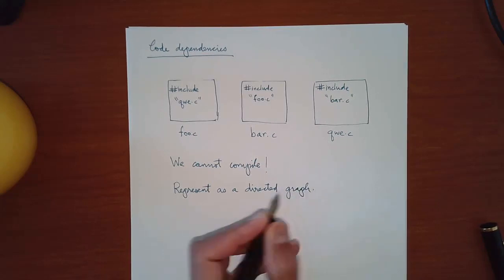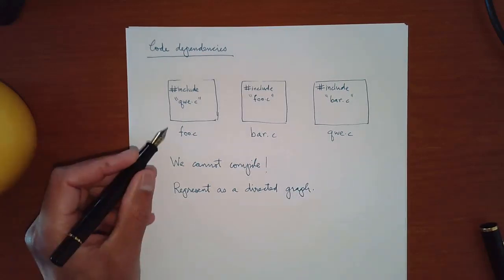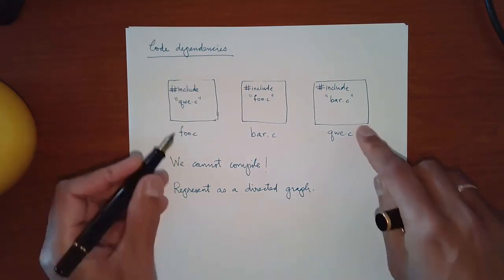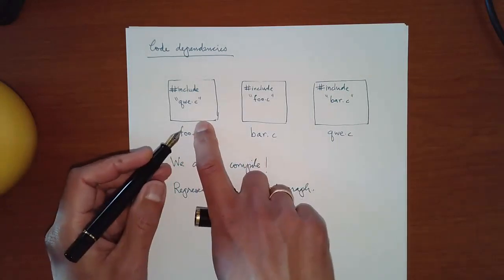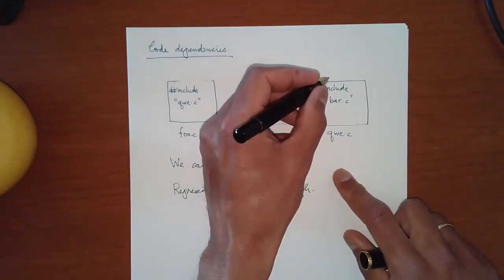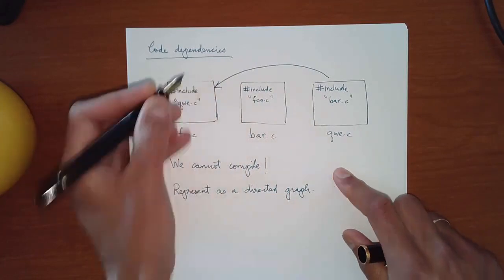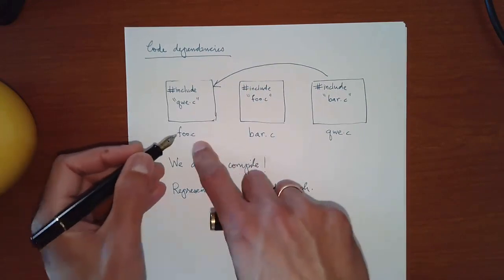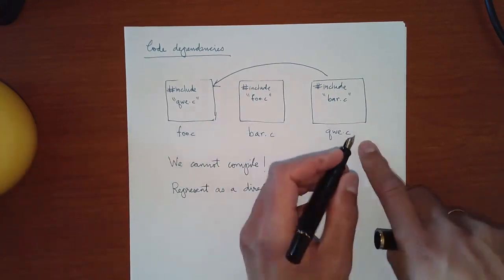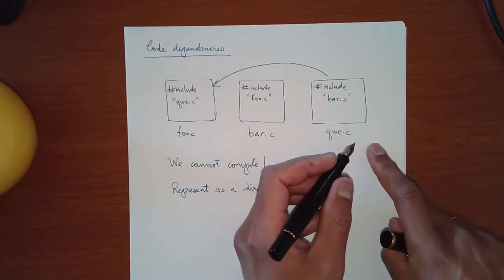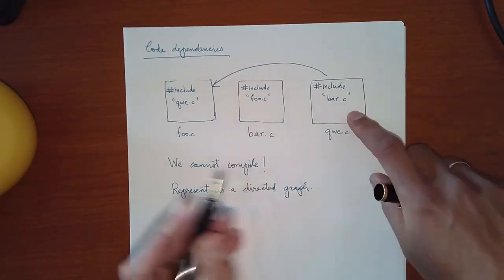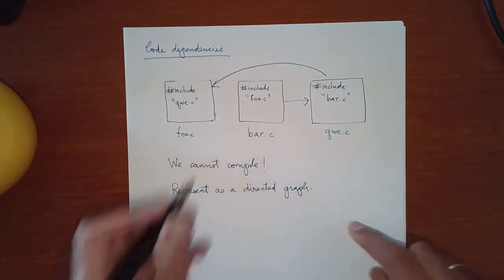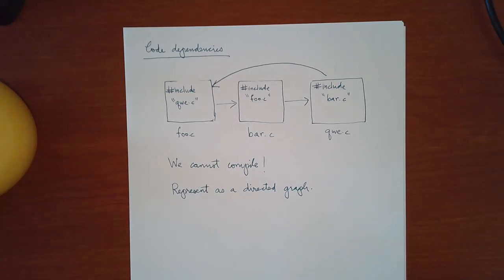Okay, so how do you represent this as a directed graph? You can try to say who needs to be compiled first. So if this includes qwe.c, I'm going to put an edge that goes like that. That directs this. This means to compile foo.c, you have to compile qwe.c first. Now this includes bar.c, so we'll put an edge from bar.c to here. Now from bar.c, you say include foo.c, so we put an edge like that.